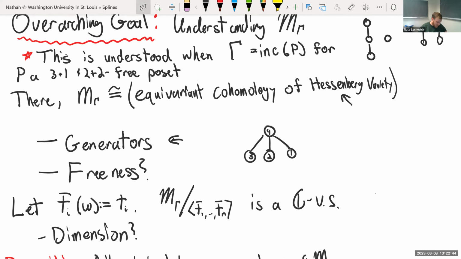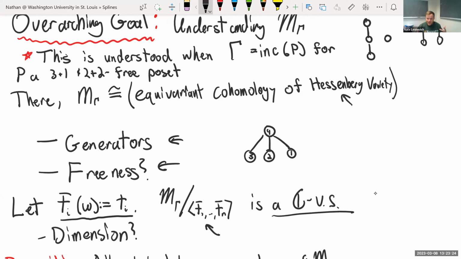What we can do, and it's not right to call it a workaround, is take the splines T sub I to be, just put T sub I everywhere. So T sub 1 would be every element of the symmetric group gets sent to T1. And we quotient our module of splines by the ideal generated by them. What this is essentially doing is removing the ability to multiply by polynomials, and what we get out of it is a C vector space.